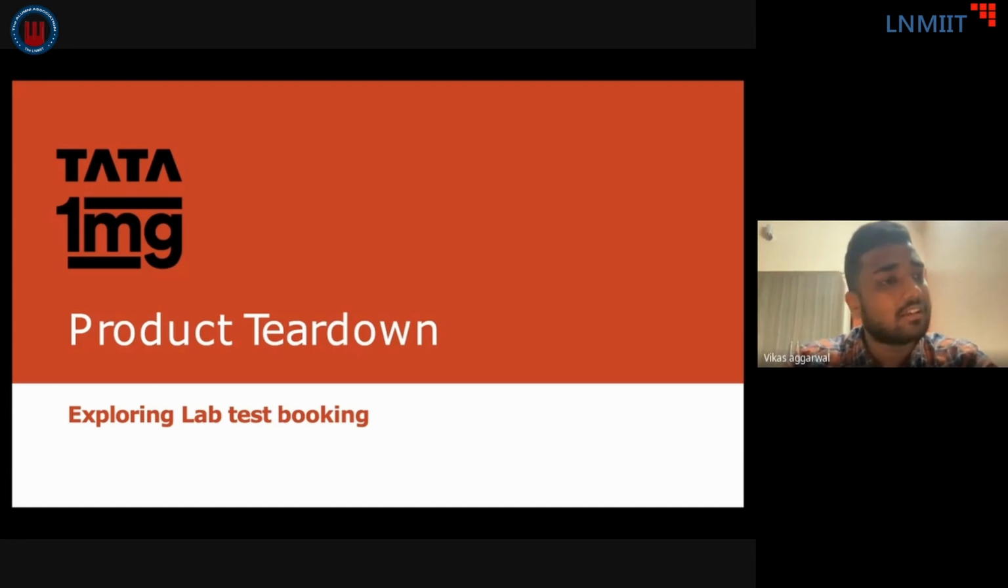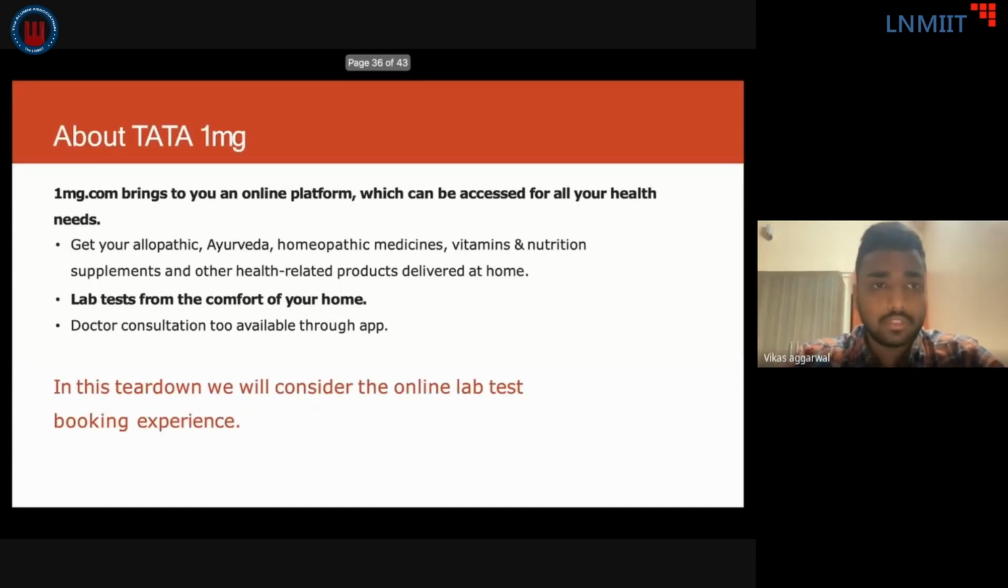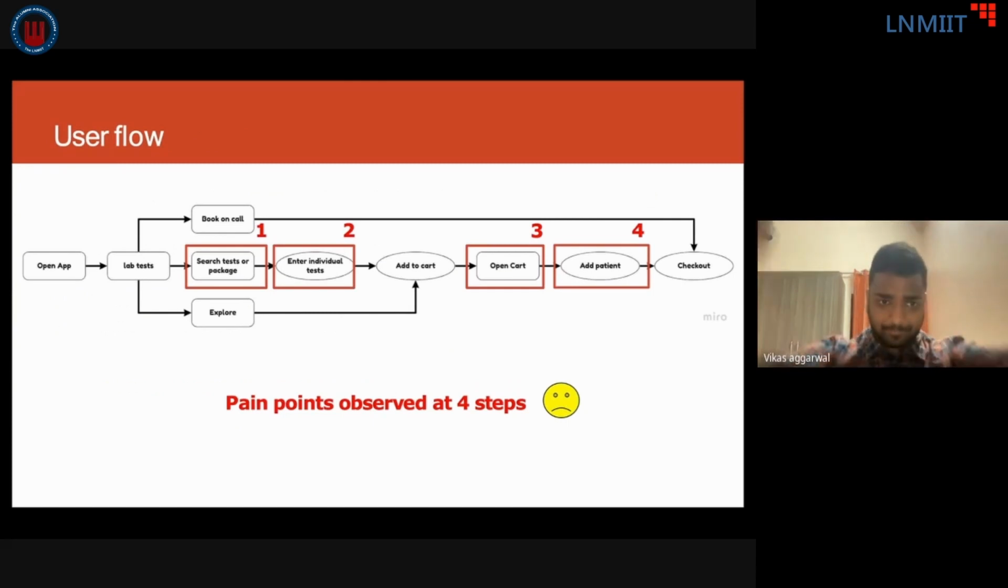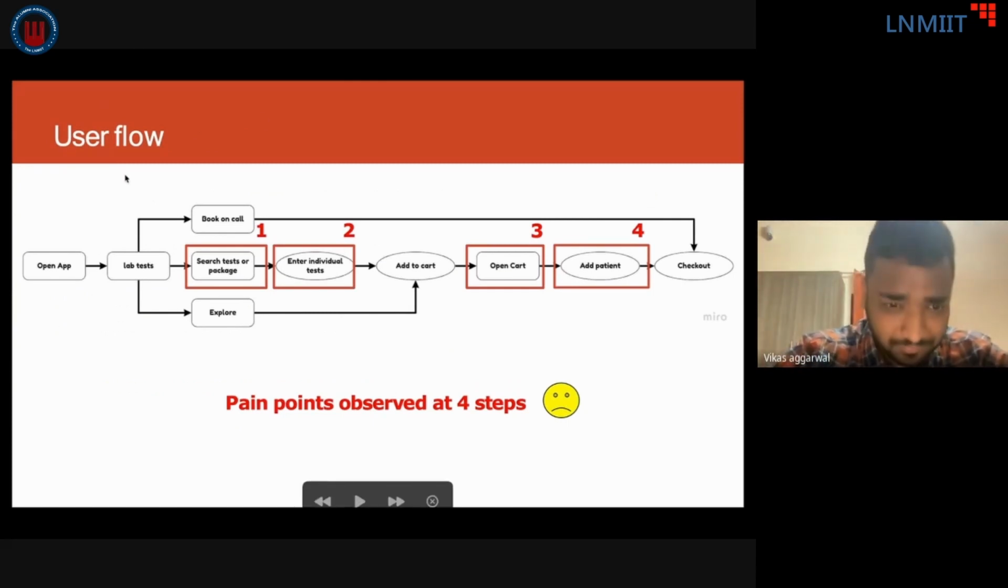Now just fast we go to the Tata 1mg now. So this Tata 1mg, I'm looking for the lab test. Now I will be exploring how online lab test booking experiences in the Tata 1mg. Okay. So this is the user flow.